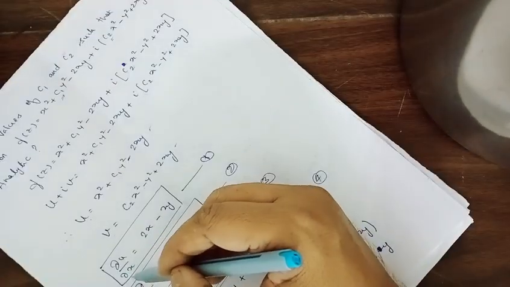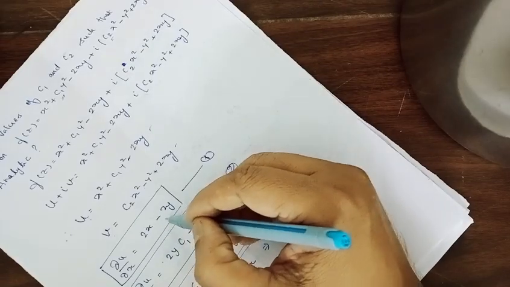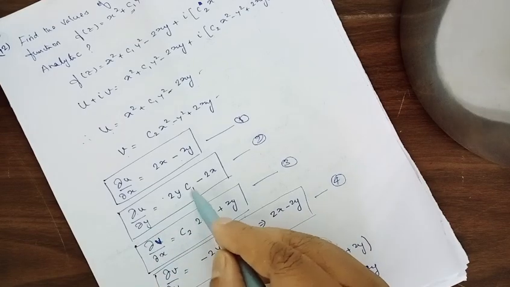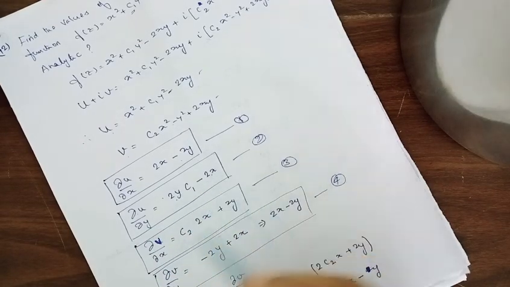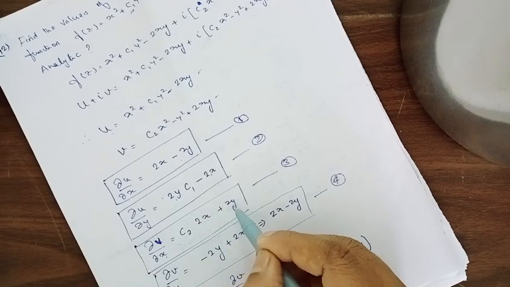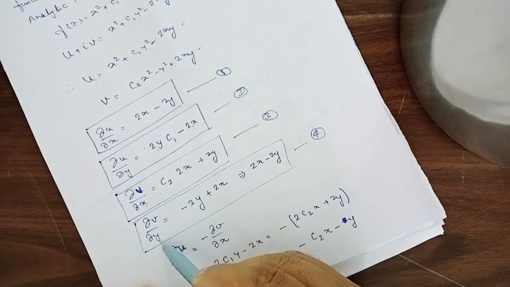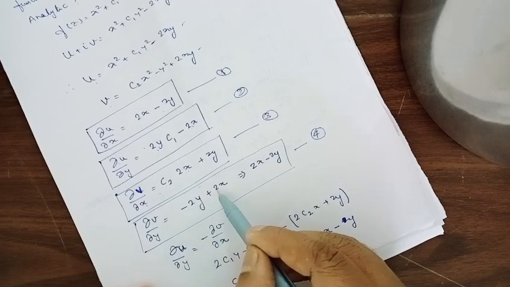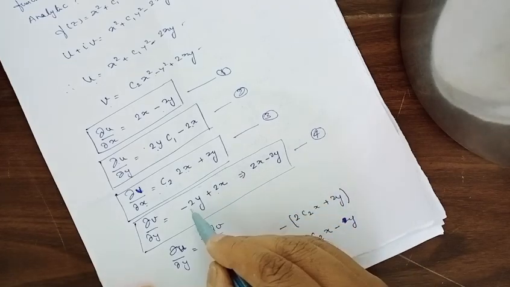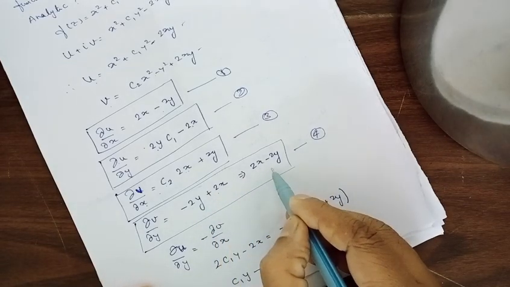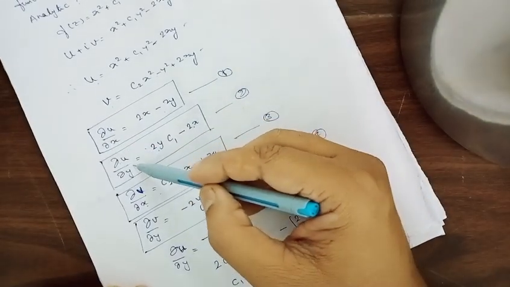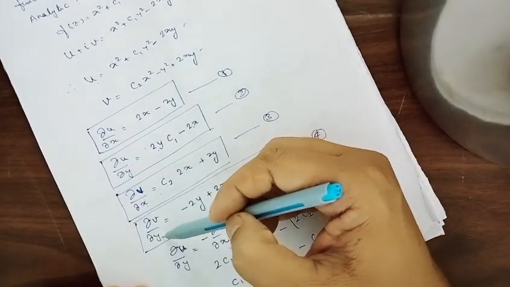Now you calculate dou u by dou x, which is nothing but 2x minus 2y. Dou u by dou y is c1 into 2y minus 2x. Then dou v by dou x is equal to c2 into 2x plus 2y. Then dou v by dou y is equal to minus 2y plus 2x, that is 2x minus 2y. So you calculated dou u by dou x, dou u by dou y, dou v by dou x and dou v by dou y.